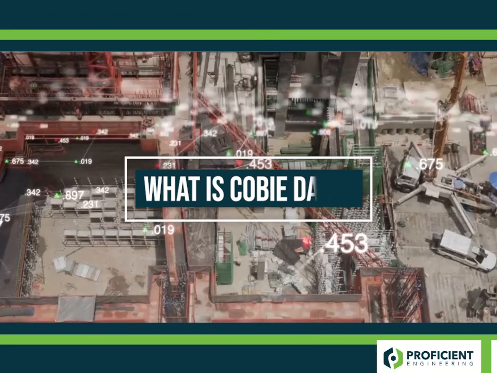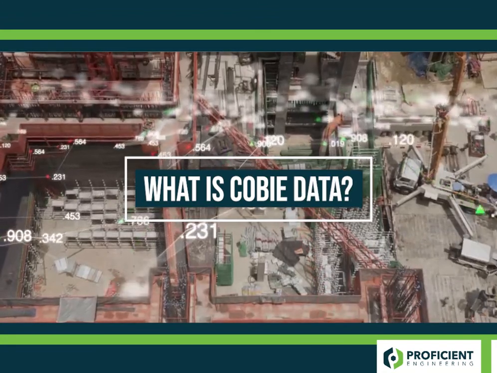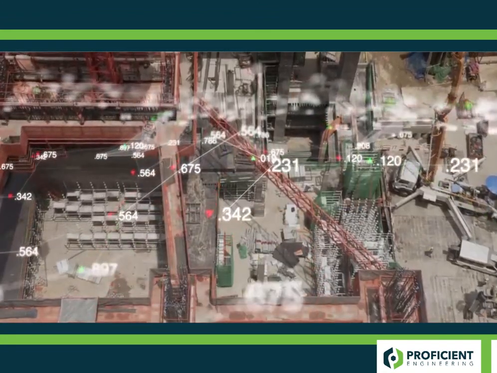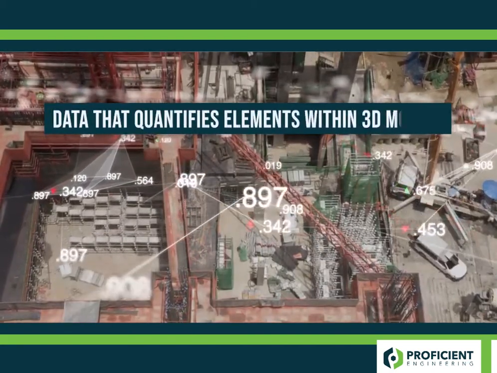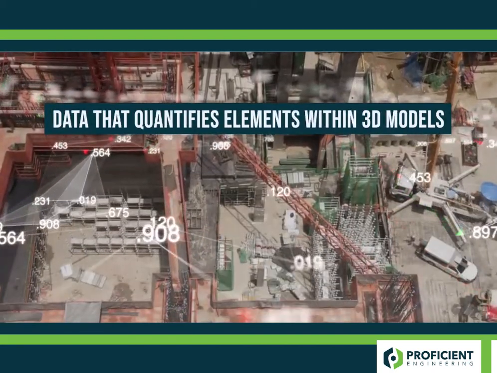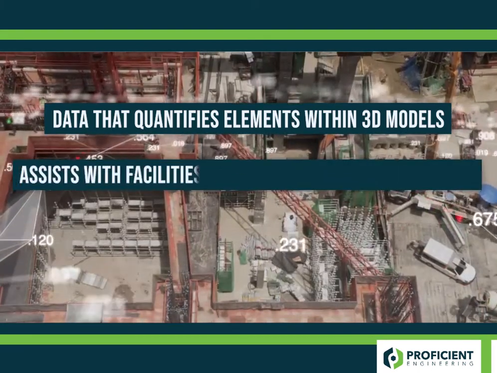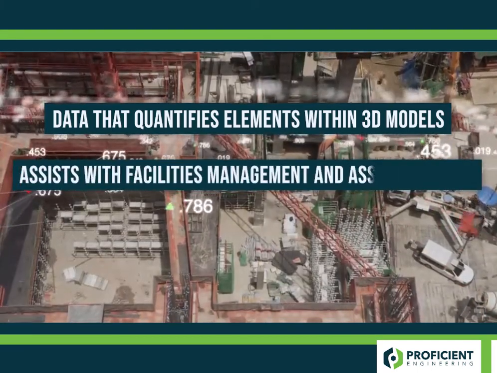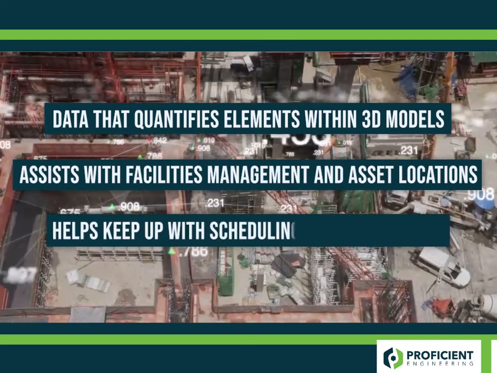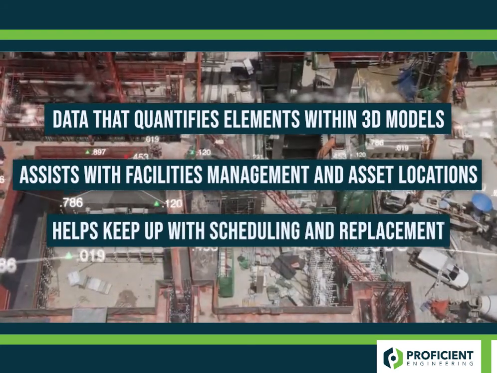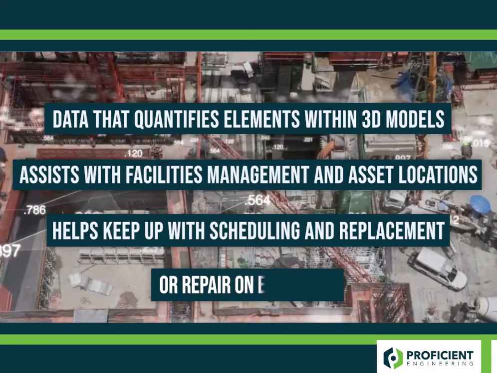What is COBie data? COBie data is data derived from the 3D models that quantify elements within the model. They assist with facilities management down the road and asset locations. It helps a client, especially with a large campus, keep up with the scheduling and replacement of repair on equipment.